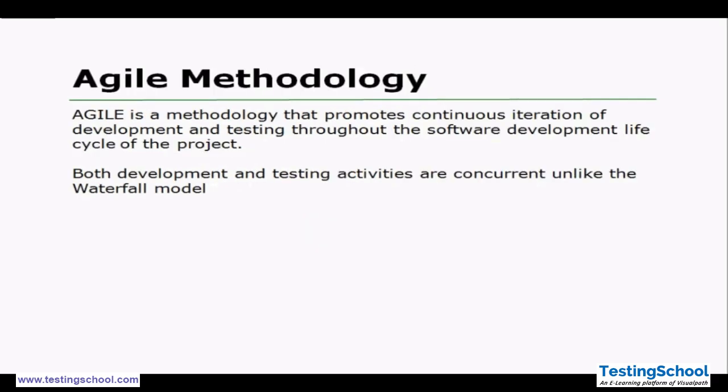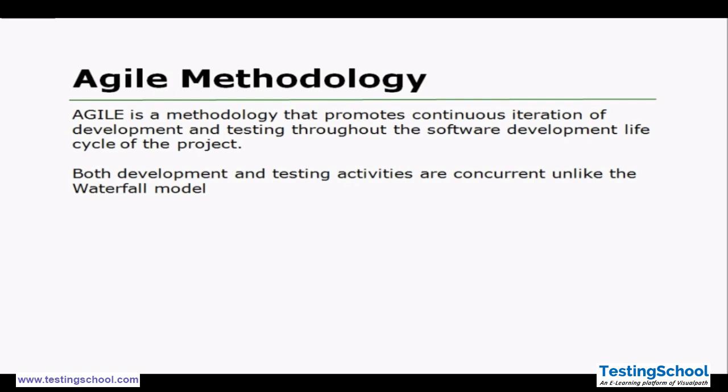We are going to see what agile methodology is and what components are available in agile methodology. So agile is a methodology that promotes continuous iteration of development and testing throughout the software development life cycle of the project.